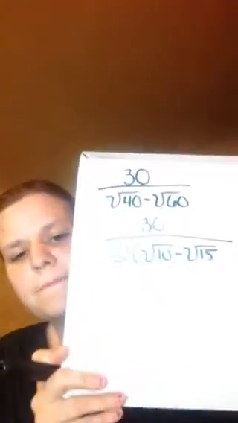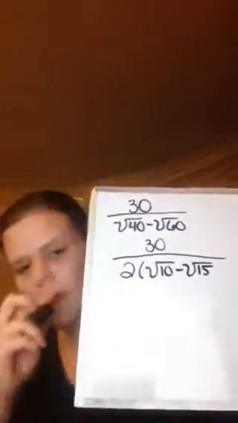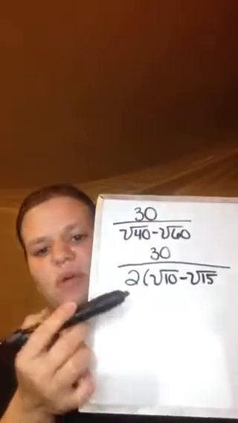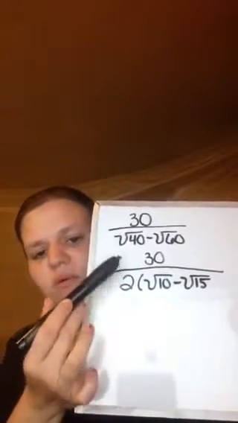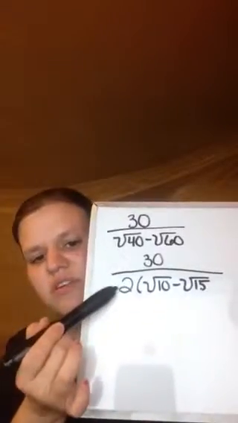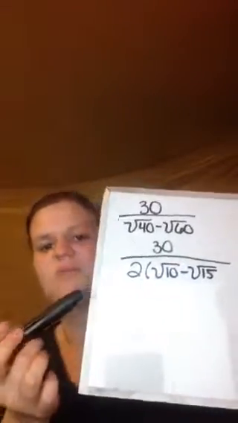No problem, right? Well, I know we can simplify this a little bit more because on the outside we've got a 30 and we've got a 2. So we know when we have numbers that are divisible, we can reduce that down some. So we're going to divide the top and the bottom by 2, and we now have 15 over top of the square root of 10 minus square root of 15.